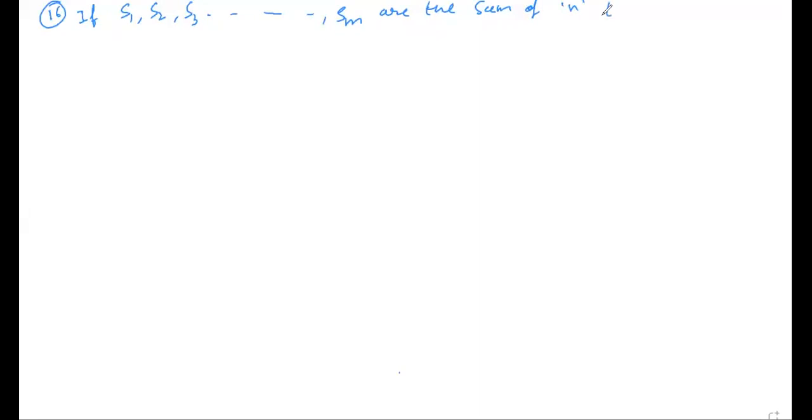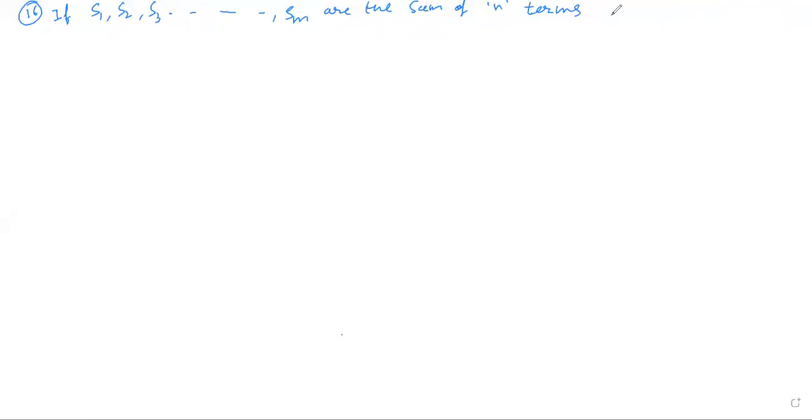If S1, S2, S3 and Sm are the sum of n terms of an AP whose first terms are 1, 2, 3 and so on up to m. Okay, means there are different APs.